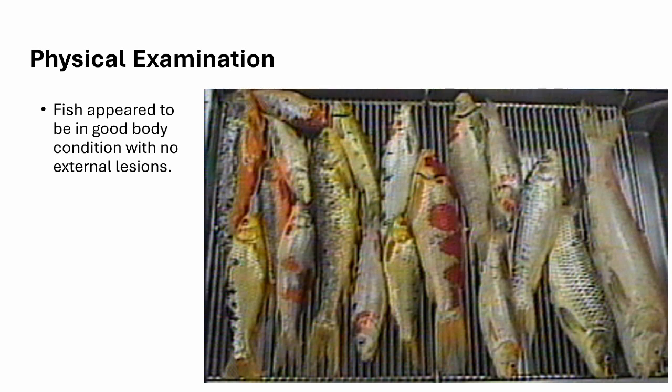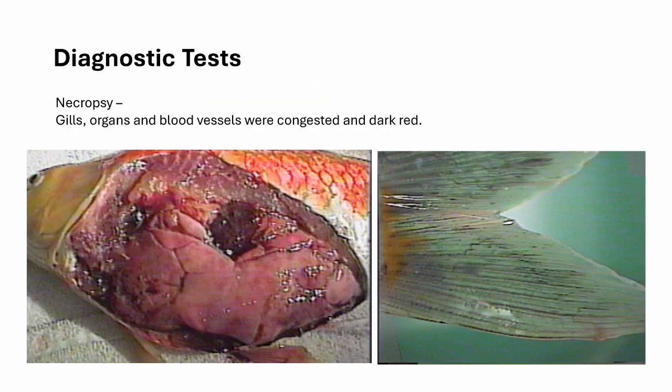They appeared to be in good body condition with no external lesions, but the gills and the blood vessels in the fins were congested and darker than normal. And on necropsy, opening up these fish, you can see this tissue is a lot redder. It shouldn't be this red color, the dark red here up on the top. All of this redness is not a normal color looking at the fish. It's also congested and bleeding. And when you look at the tail fin, you can see all the red blood vessels in there. So there's a bleeding disorder going on here, something that was affecting the fish's blood circulation.